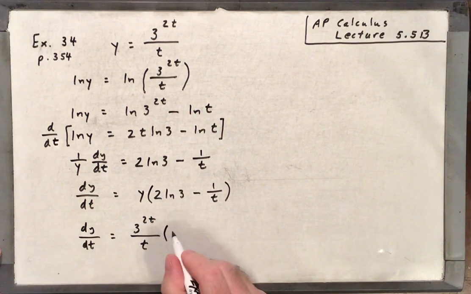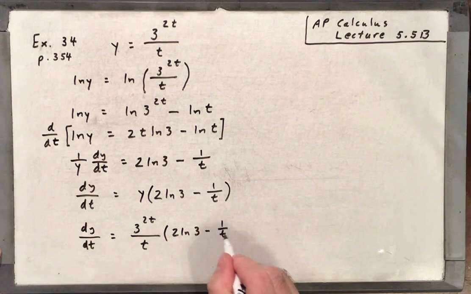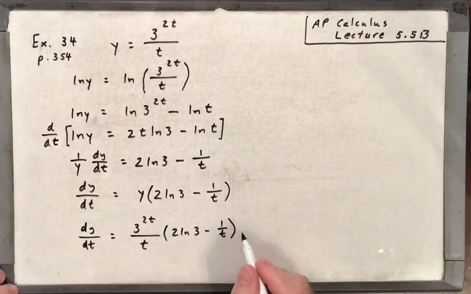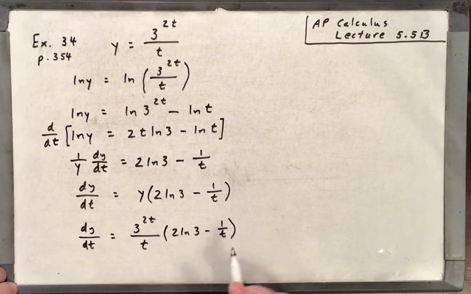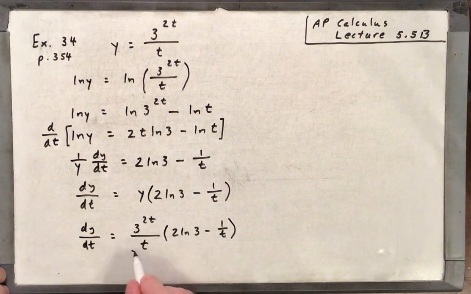So it looks really nasty. But it really isn't that bad. Now, I could multiply this by t over t, put those fractions together. I just don't think that makes it any better, so we're going to leave it like this.